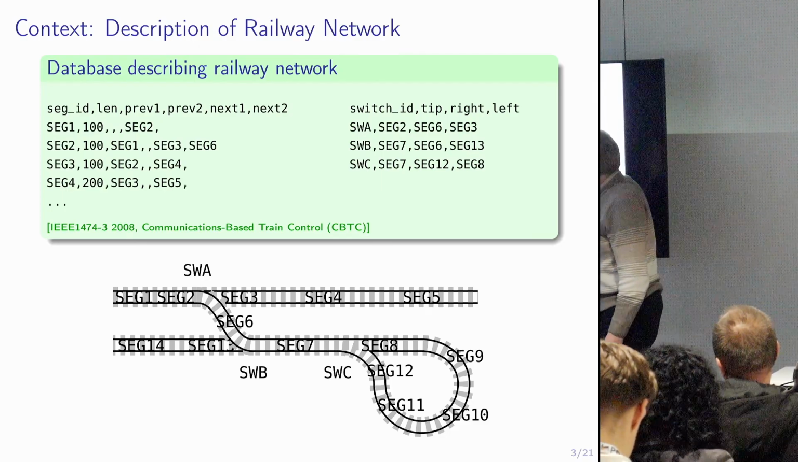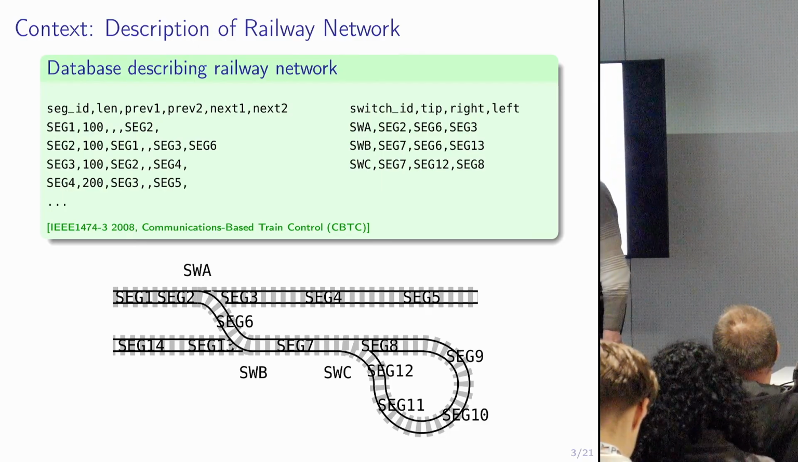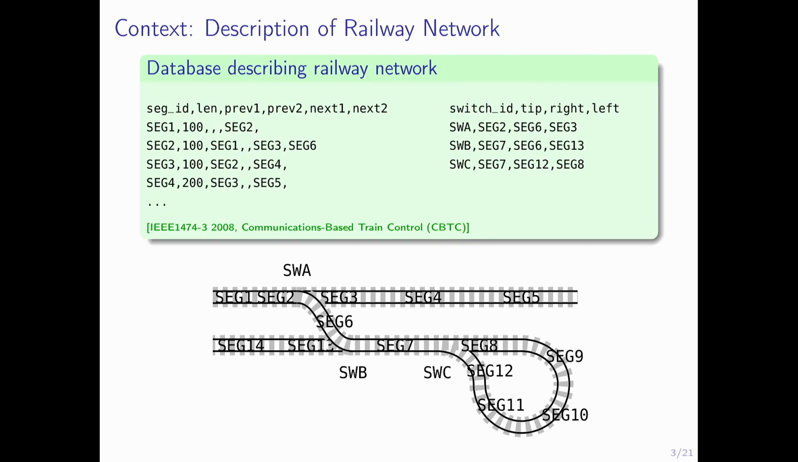Let's see, for example, the segment 2 here in the database has prev 1, next 1, and next 2 fields. So seg 1 is the predecessor, and seg 3 and seg 6 are next segments. This roughly shows you how the connections are described.